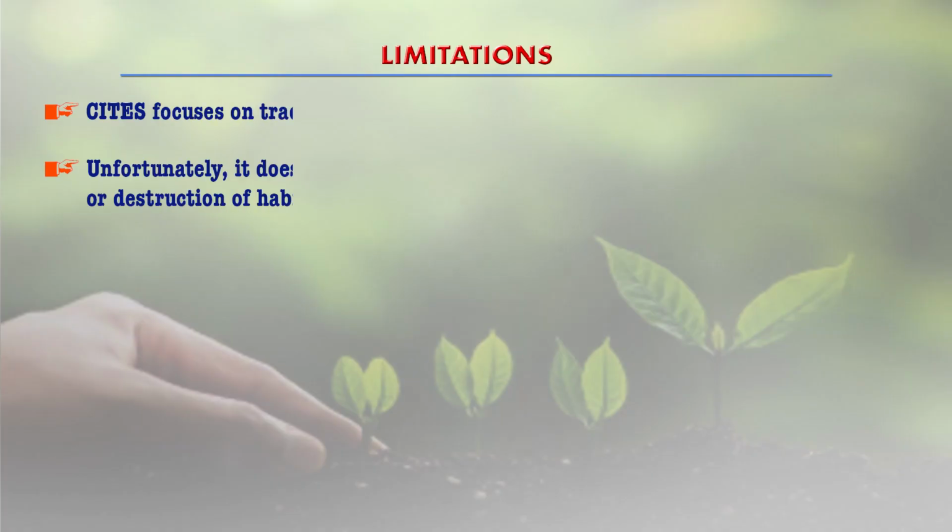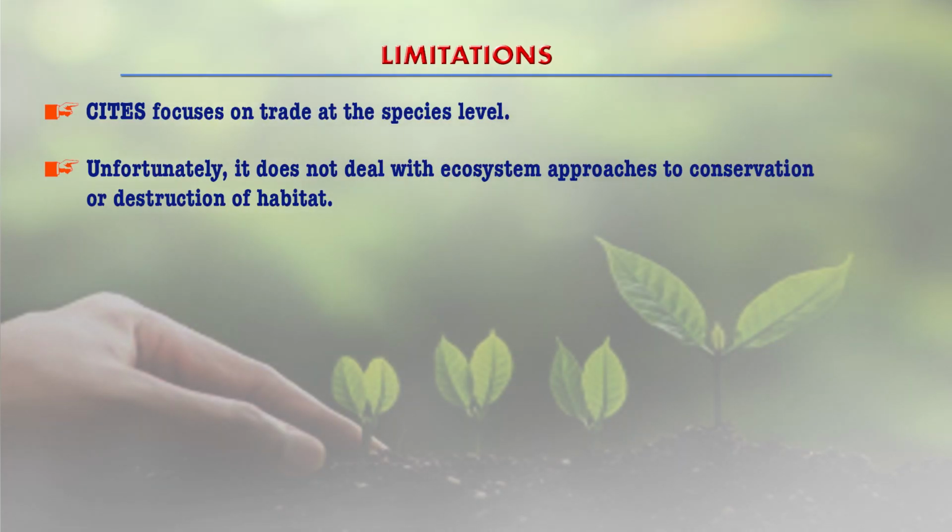The CITES Secretariat is administered by UNEP and is located in Geneva, Switzerland, and all activities related to the convention are coordinated by this office. Now, the limitations of CITES: it focuses on trade at species level. That means it only focuses on trade, not on what you do within a country. Unfortunately, it does not deal with ecosystem approaches to the conservation or destruction of the habitat. It does nothing about ecosystem preservation or destruction.